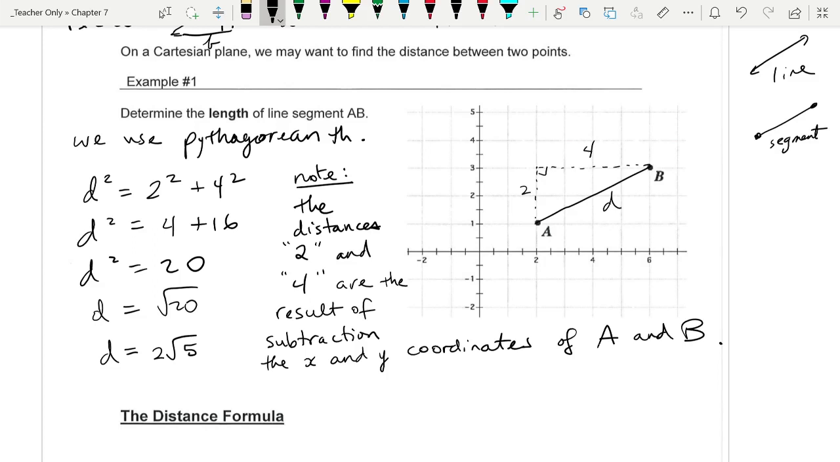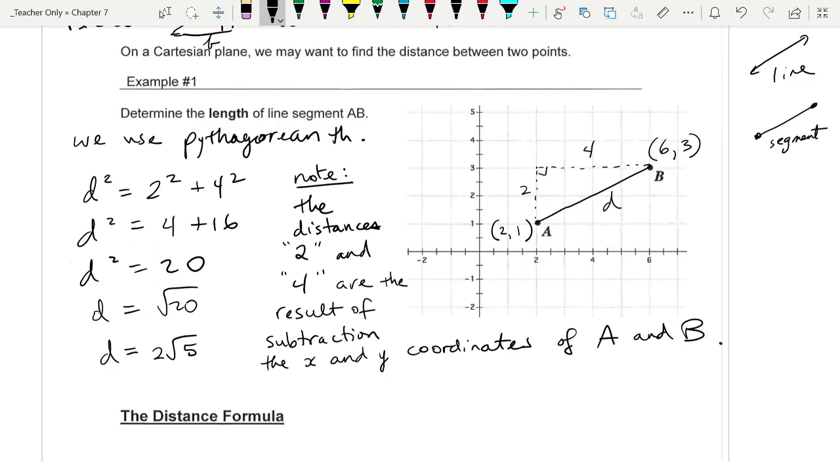So let's look at the coordinates here. What is the x comma y of point A? What's its address? Where does A live? Well, it lives 2 to the right and 1 up. X is 2, y is 1. What's the address of B? 6 to the right and 3 up.